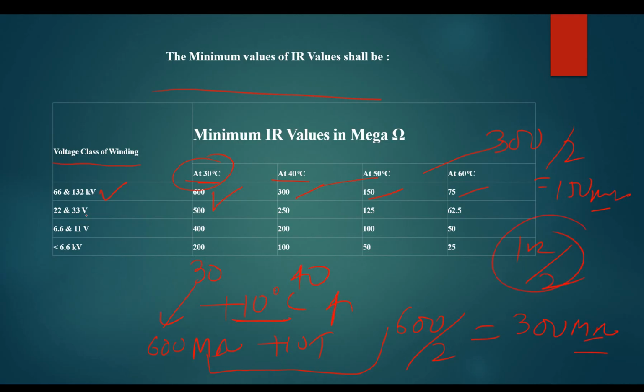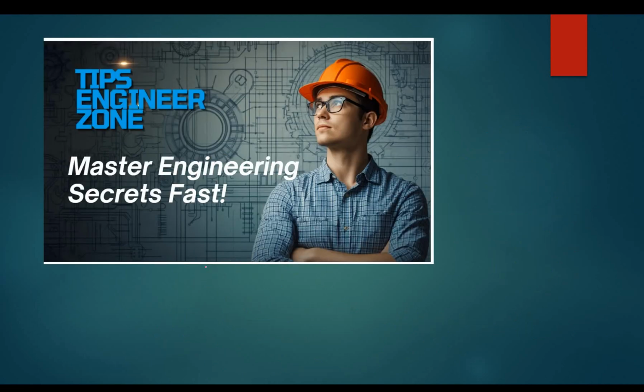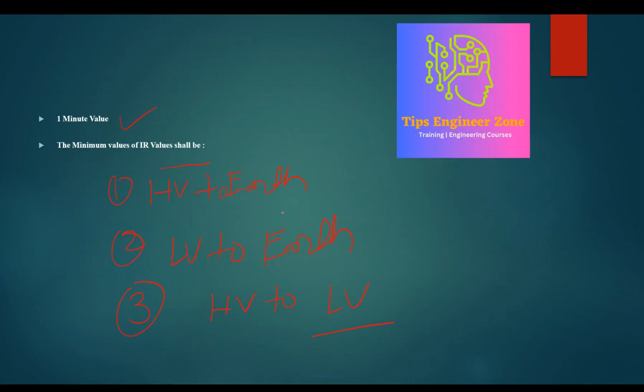The same applies at 22 and 33 kV, 66 and 11 kV, and less than 6.6 kV. For 6.6 kV, the minimum is 200 megaohm at 30 degrees, and 100 megaohm at 40 degrees. In this way you can measure the insulation resistance.